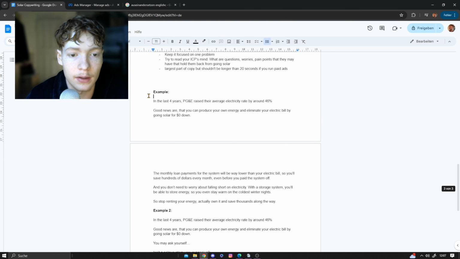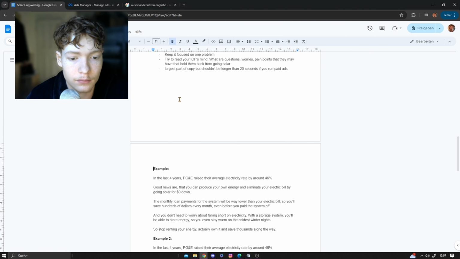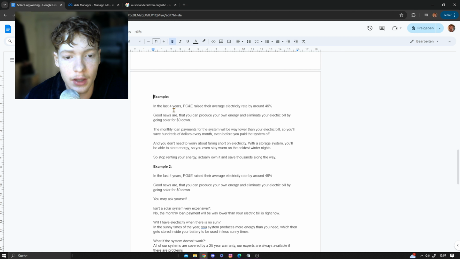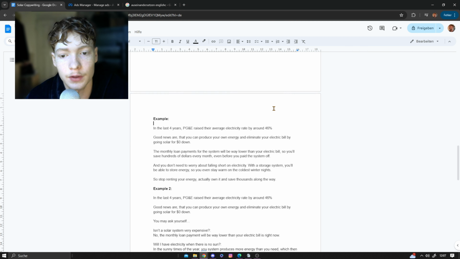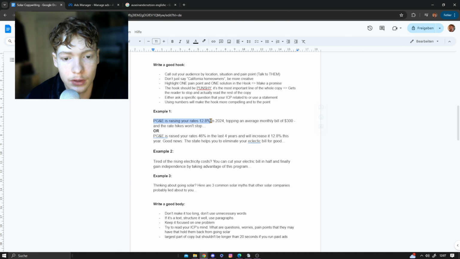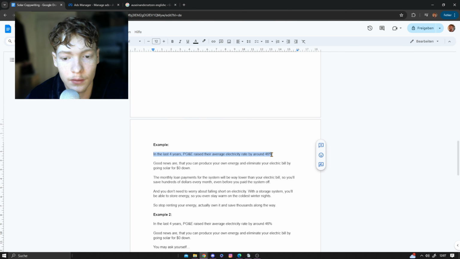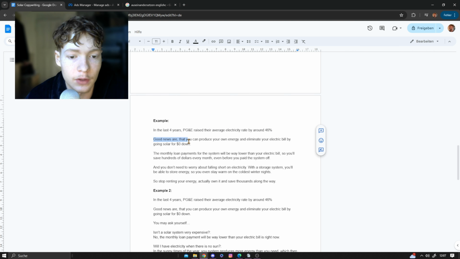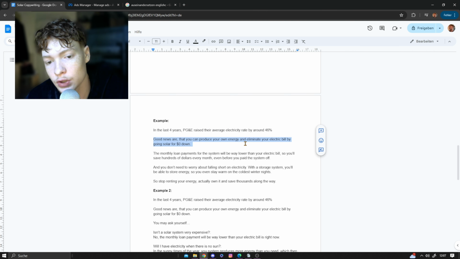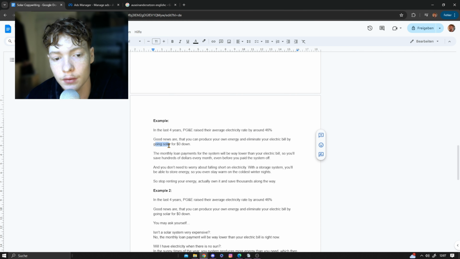And then I also prepared an example. For example, in the last 4 years, PG&E raised their average electricity rate by around 46%. Remember, this is our hook. They decided to keep reading, and this is also related to the hook, so we're not changing the topic. And then the good news is that you can produce your own energy and eliminate your electric bill by going solar. This is the first time we bring the solar aspect in there, for $0 down.